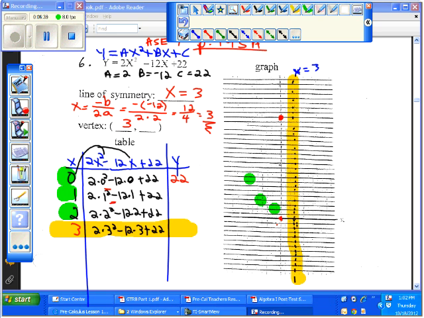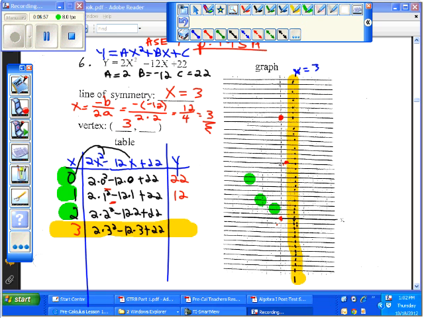And then we're going to have 1 squared is 1 times 2 is 2. 2 minus 12 is negative 10. Negative 10 plus 22 is 12. So my second point is 1, 12. To the right 1, up 1, 2, 3, 4, 5, 6, 7, 8, 9, 10, 11, 12. We just got a second left wing point.